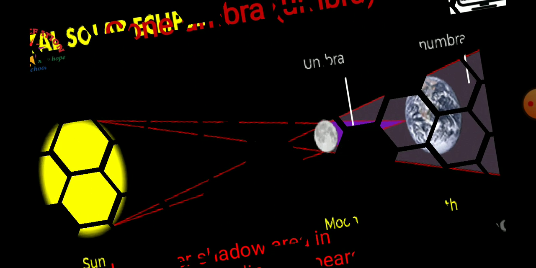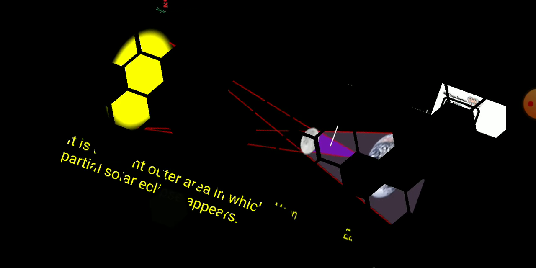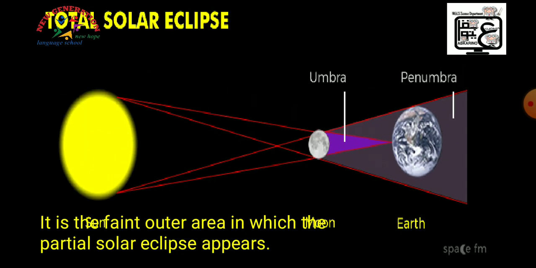And what about the penumbra? Penumbra is a faint outer shadow area in which the partial solar eclipse appears. Look at the faint area. It is the penumbra, as you see in this picture. So it is umbra and this is a penumbra.